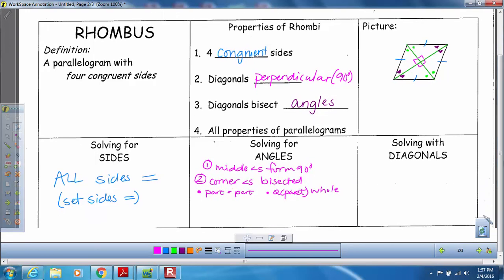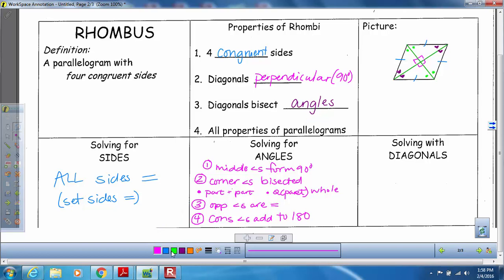Another thing that we can use is that our opposite angles are equal. And the last thing is that our consecutive angles add to 180. So these two come along with the properties of the parallelogram, and then we got the first two from the fact that our diagonals are perpendicular and that our diagonals bisect our angles.